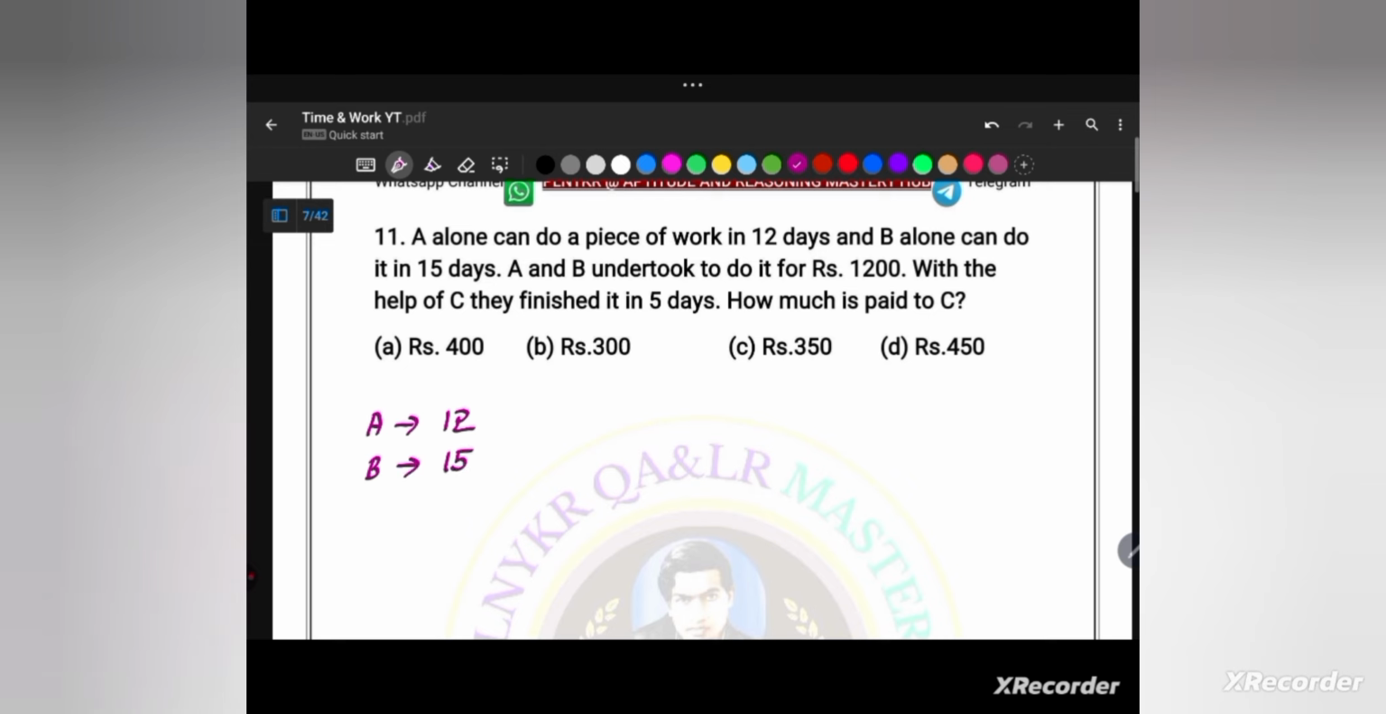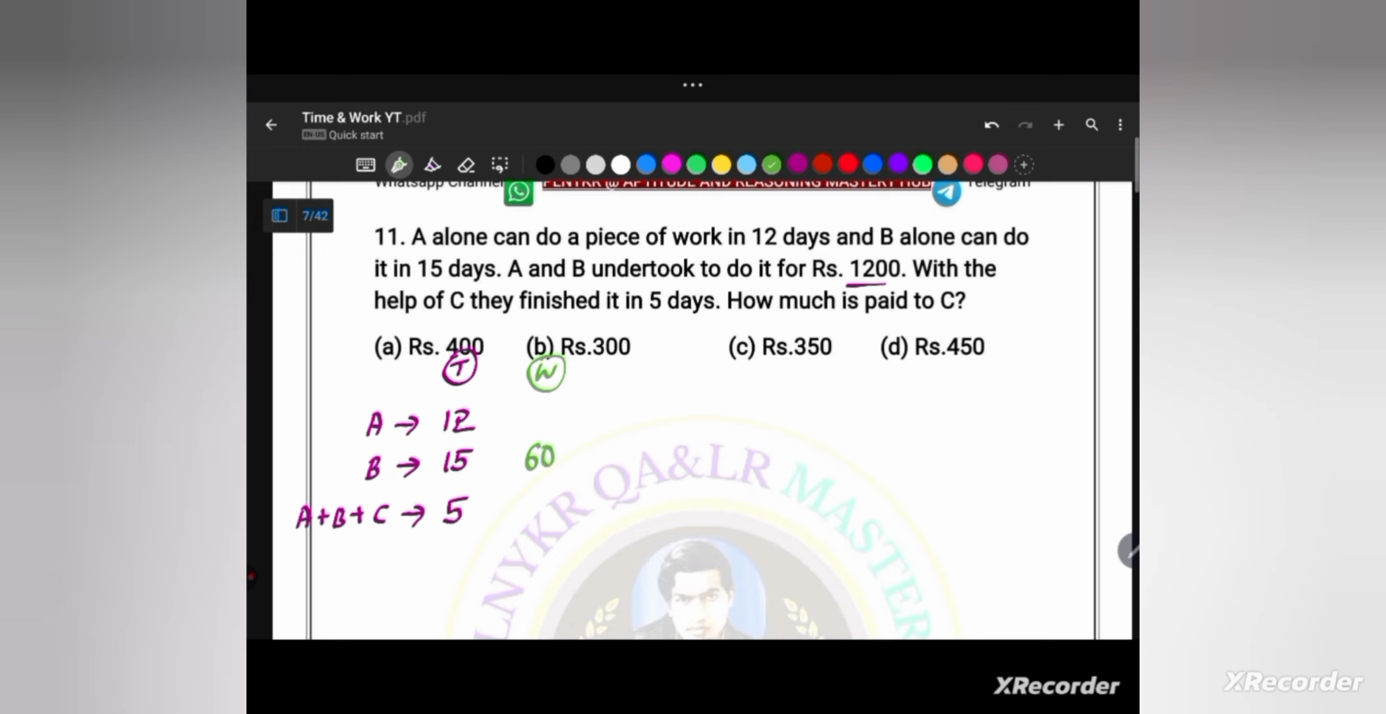Next, A and B took the work for an amount of 1200. With the help of C, they will be able to finish in 5 days. That means whenever all three, A, B and C, work together, they are able to finish the work in 5 days. These are the time periods given in the question. For the next step, we find the work, which is simply the LCM of the given time periods. It will be 60.